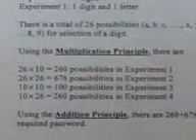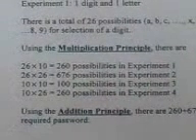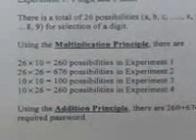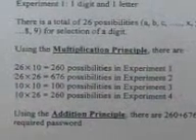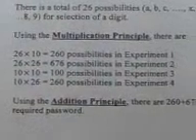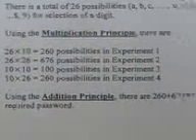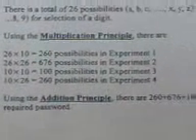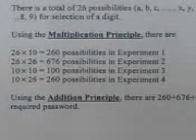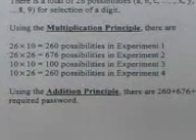Then the second experiment is 26 times 26 equals 676 possibilities, and the third is 10 times 10 equals 100, and the fourth is 10 times 26 equals 260. So we need to use the multiplication principle so that we will know how many possibilities there are in each experiment. Then followed by that, we will use the addition principle, which will total up all the possibilities.